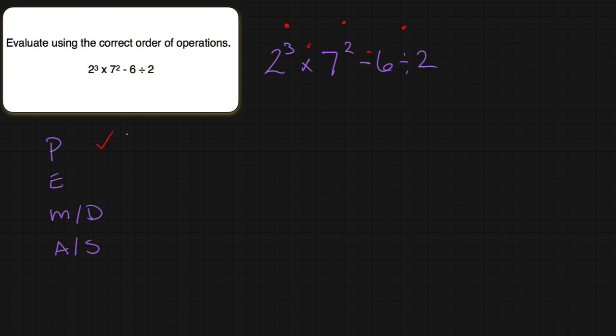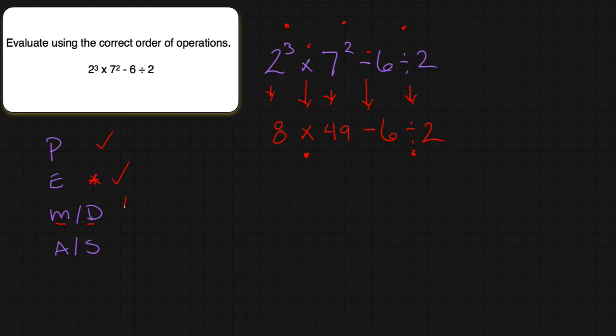First up, no parentheses. Exponents, yes. So let's take a look at the exponents. 2 to the third power is going to be 8. 7 to the second power is going to be 49. And I need to make sure that we still know that those two things are being multiplied, I'm still going to subtract 6, and I'm still going to divide by 2. All right, so we took care of the exponents. Let's see what we have left. Any multiplication or division? Yes, there's multiplication and there's division.